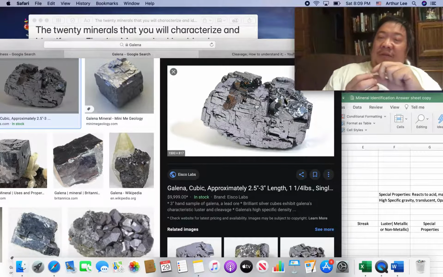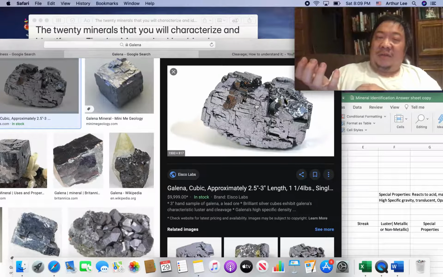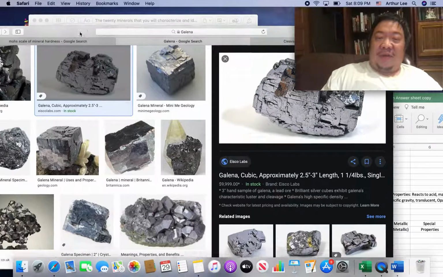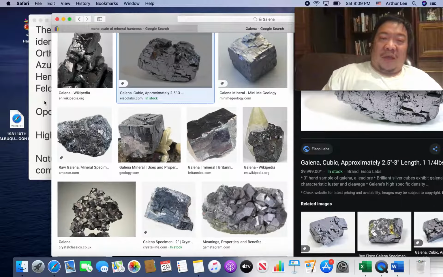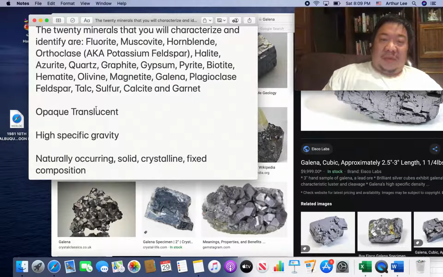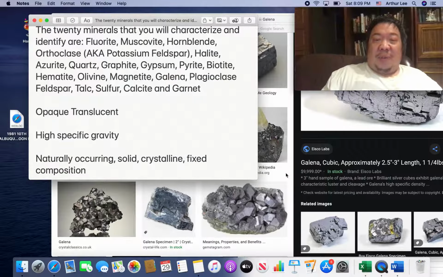And if you get one of these for the quiz, you could tell it's galena because it's heavy for its size. Lead is heavy for its size. That means it has a high specific gravity. You would put that under special properties for your lab if you get one of those. That's galena. Next mineral is plagioclase feldspar.